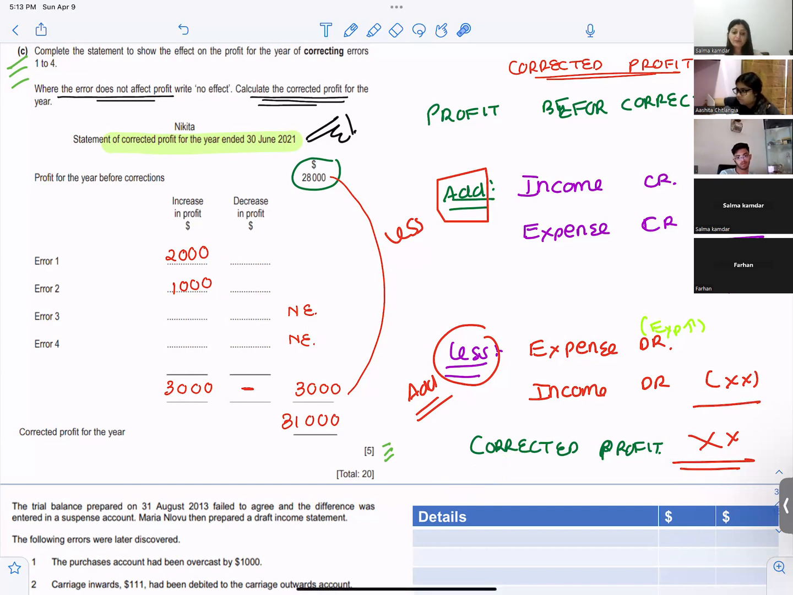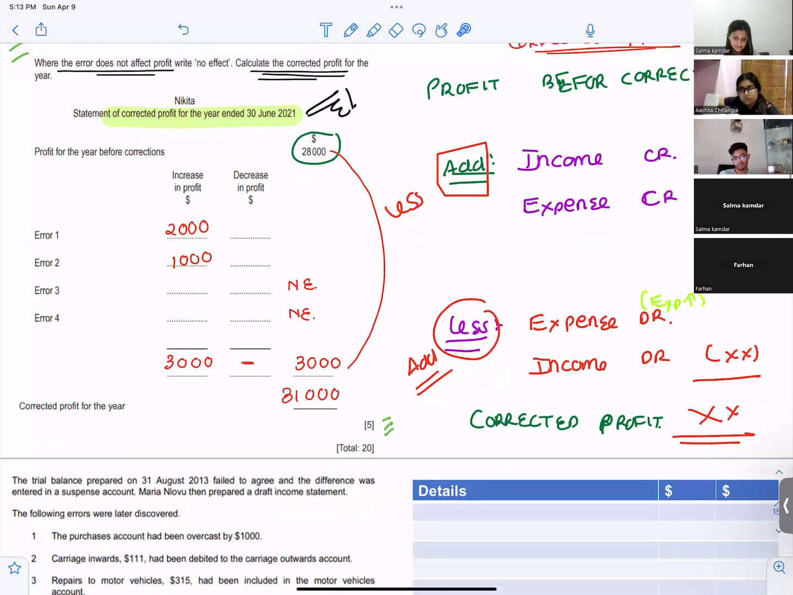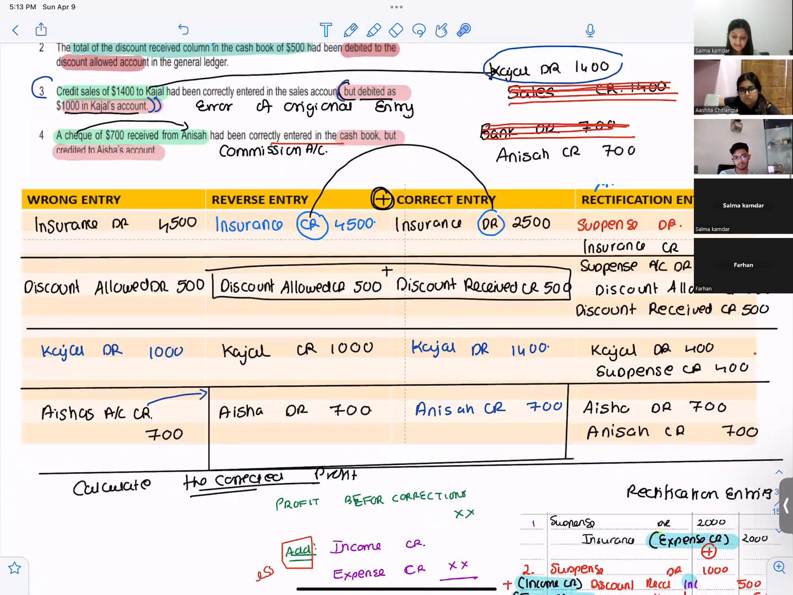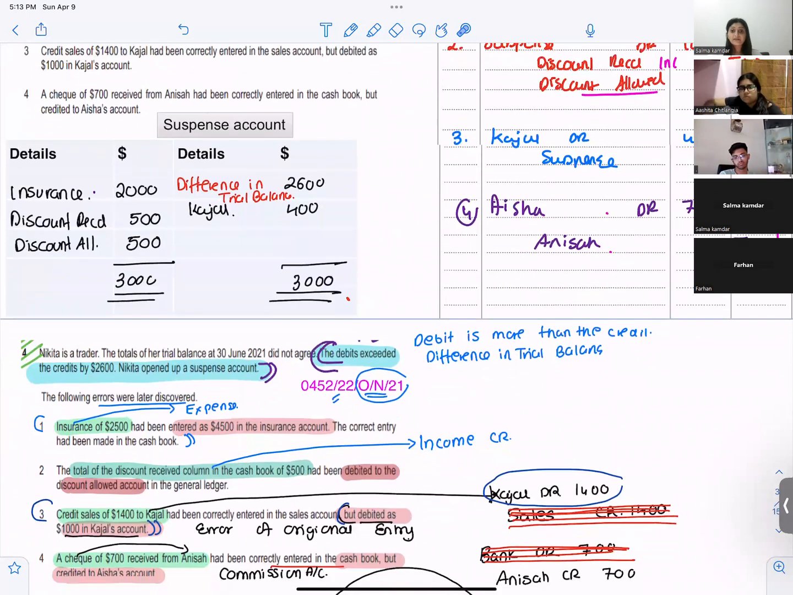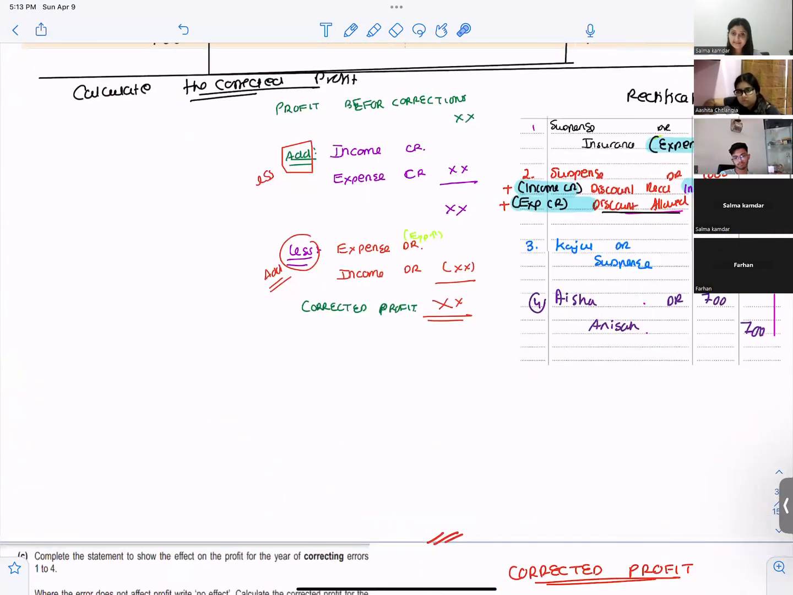Can you please repeat, if you want to find the corrected profit, how will you start? Profit before correction, add income credit and expense credit, and then subtract expense debit and income debit. Then you'll get the corrected profit. So this is the Nikita sum where you made the rectification entries, you prepared the suspense account, and you also calculated the corrected profit.